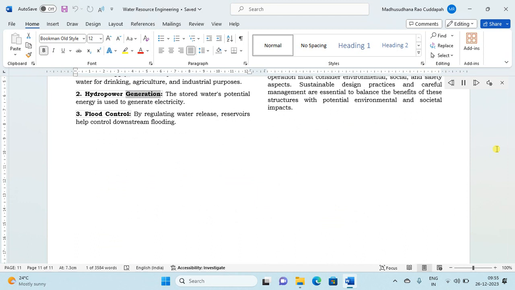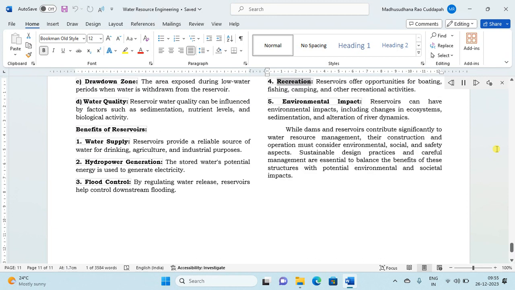2. Hydropower generation. The stored water's potential energy is used to generate electricity. 3. Flood control. By regulating water release, reservoirs help control downstream flooding. 4. Recreation. Reservoirs offer opportunities for boating, fishing, camping, and other recreational activities. 5. Environmental impact. Reservoirs can have environmental impacts, including changes in ecosystems, sedimentation, and alteration of river dynamics.